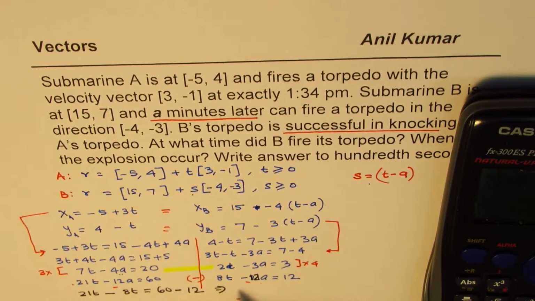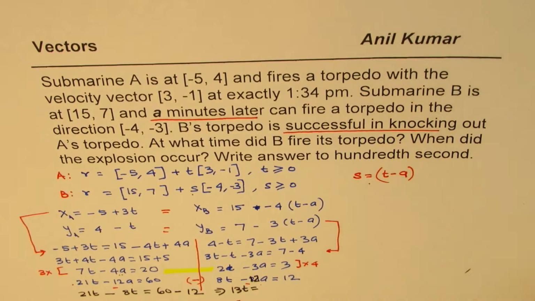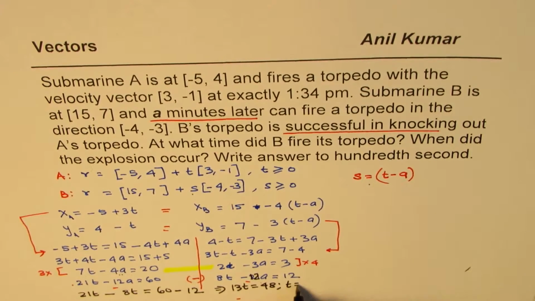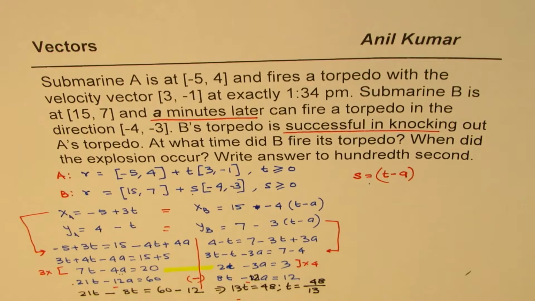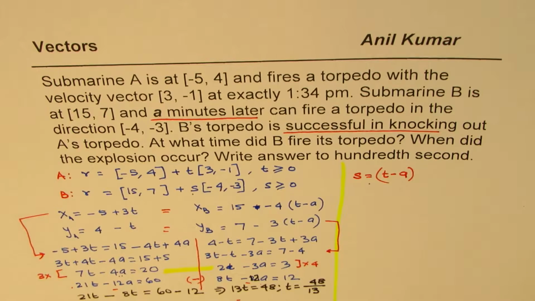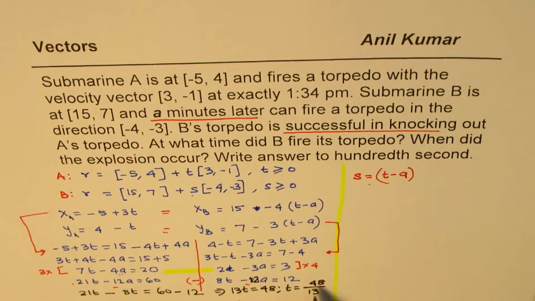So this implies 13t equals to 60 minus 12, and that is equals to 48, right? So we have 48, so we are running into decimal values. So t is equals to 48 divided by 13. So that is the value of t. Now t tells us the time when the explosion happens, correct? T is the time when the explosion happens. These are the two things where they intersect, right? So for t we get that.